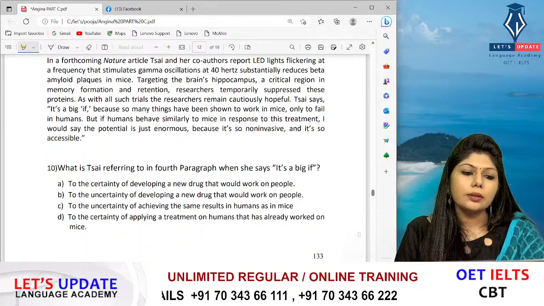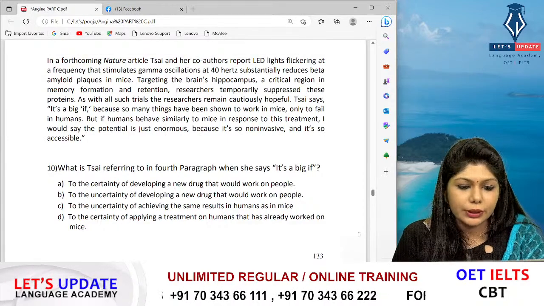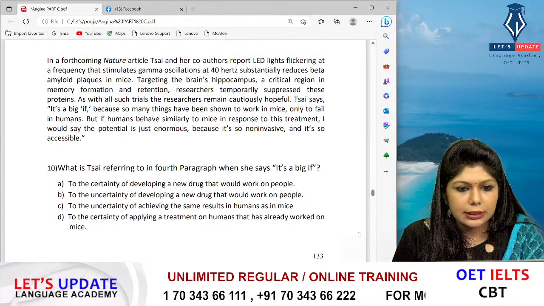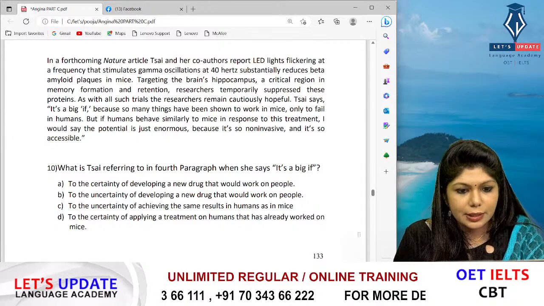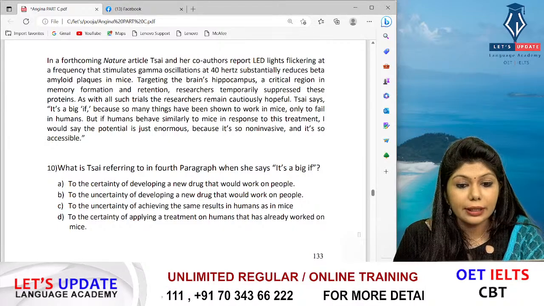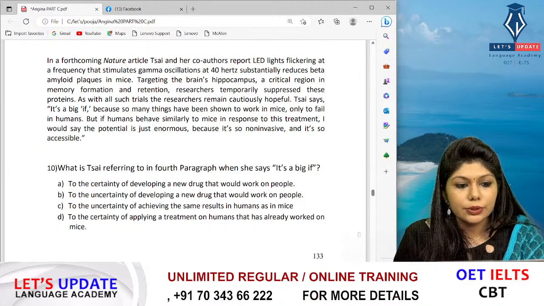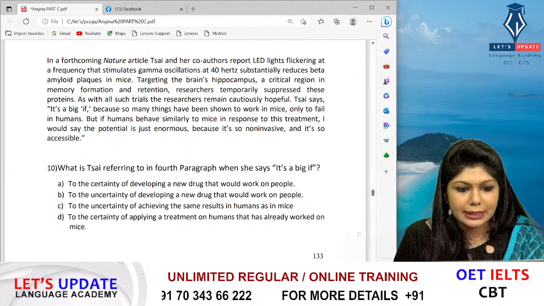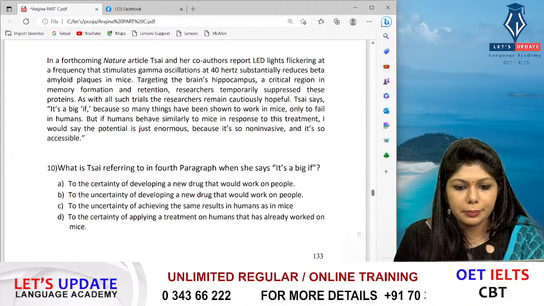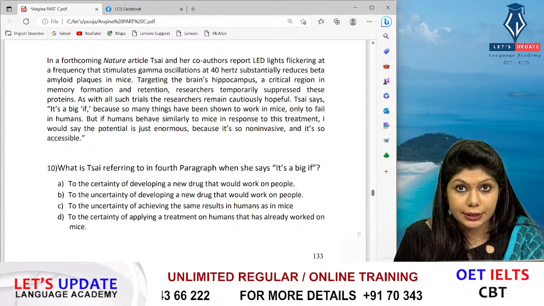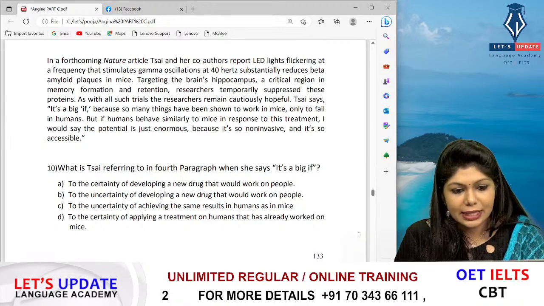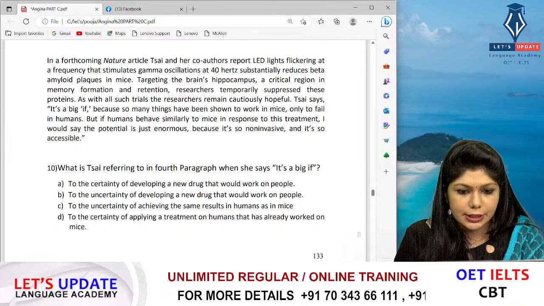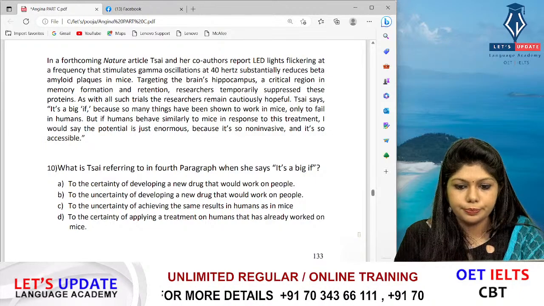Okay, so I'll read this. In a forthcoming Nature article, Tsai and her co-authors report LED lights flickering at a frequency that stimulates gamma oscillations at 40 Hz, substantially reduces beta amyloid plaques in mice, targeting the brain's hippocampus, a critical region in memory formation and retention. Researchers temporarily suppressed these proteins. As with all such trials, the researchers remain cautiously hopeful.